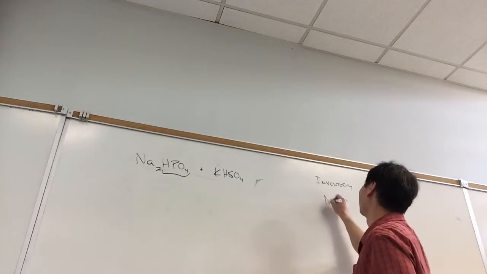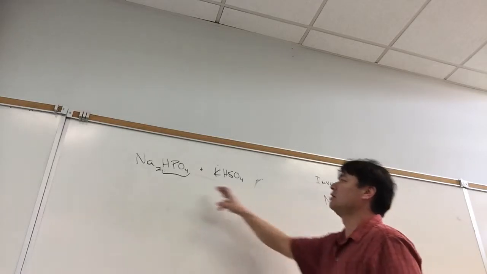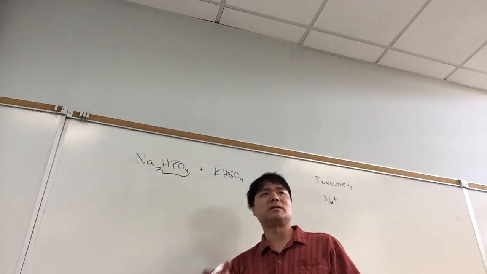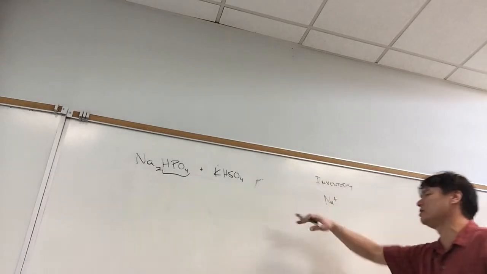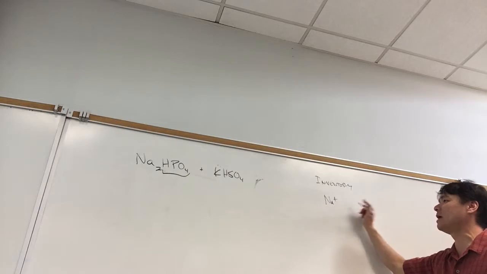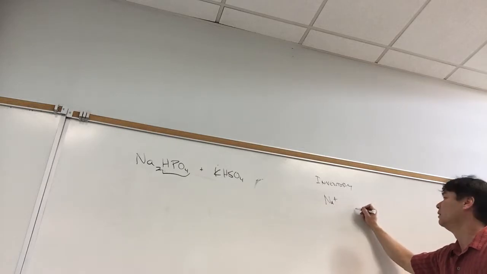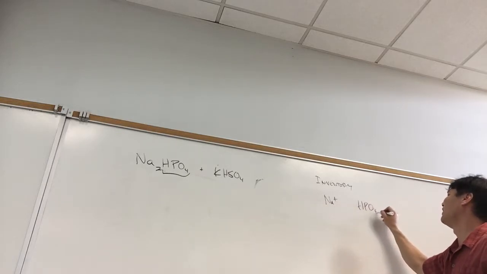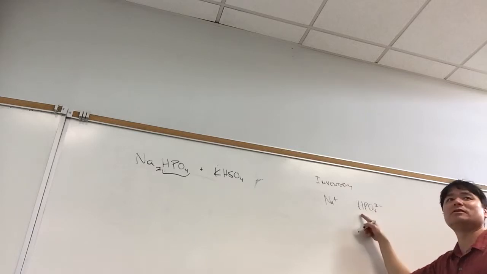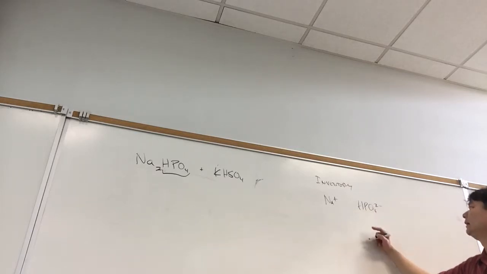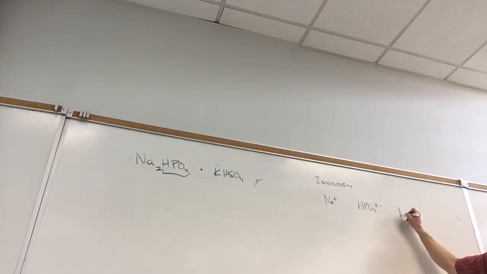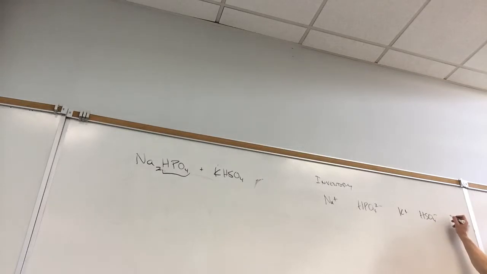Here we don't have to write the number. We just need to know what species are present. Even though I have two sodiums, we don't even know what it's going to balance to. So we just write sodium ions and hydrogen phosphate. Should we break apart hydrogen phosphate into an H plus and a phosphate? No. This is weak. And potassium ions, hydrogen sulfate, and water. Good.